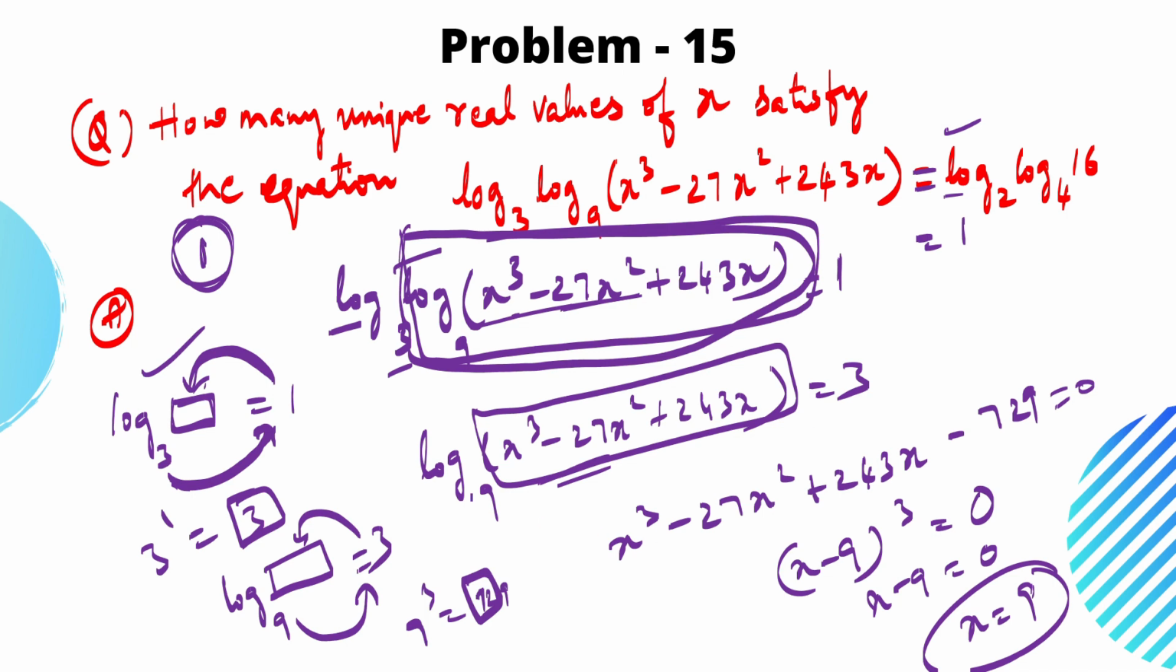Again we applied. We have taken this one as a unit and log of something to the base 9 is equal to 3. So 9 power 3 is equal to something. What is 9 power 3? 729. So this part is equal to 729. When we bring this to this side, it will be minus 729, which is equal to x minus 9 whole cube, and we got x as 9.